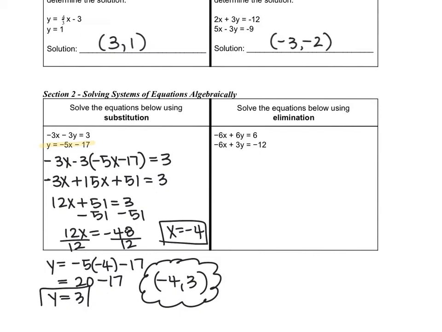So we have the system -6x plus 6y equals 6 and -6x plus 3y equals -12. So there's a couple things I look for in trying to decide which variable to eliminate first. I look to see if there's a variable that already has opposite signs, and I look for a variable that I can eliminate by multiplying only one equation. Now, sometimes both of those criteria are met using the same variable, other times they're not.